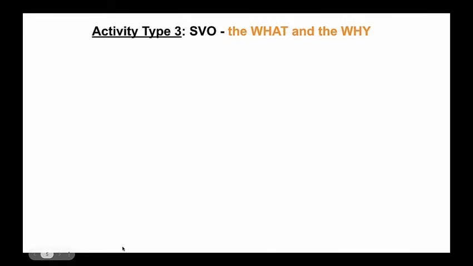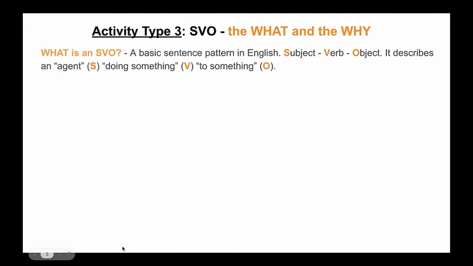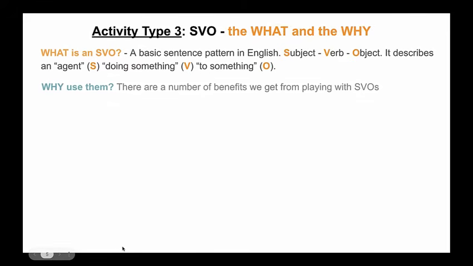What are SVOs? What and why are we going to look at them? Well, what is an SVO? It's a basic sentence pattern in English, subject, verb, object. It describes an agent, the subject, doing something, the verb, to something or someone, the object. Very simple. Now, why use them? This is the bigger question. This is the great question.